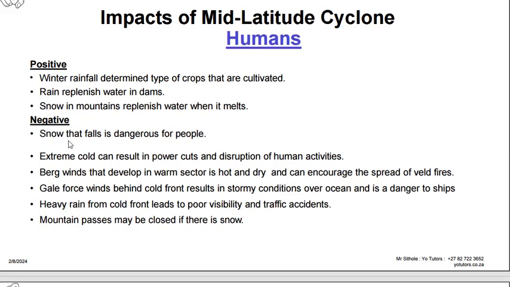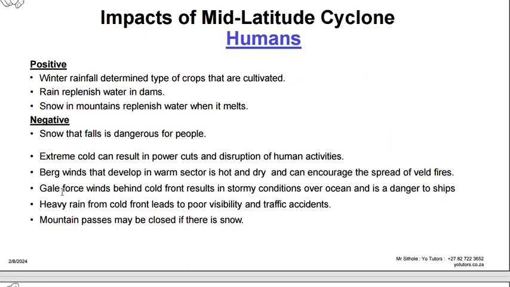Then the negative impacts: snow that falls is dangerous. If the snow is falling, you know that it can harm people as well. Extreme cold can result in power cuts and disruption of human activities. Then also big winds, we'll talk about this. Big winds formed during winter can cause veld fire.